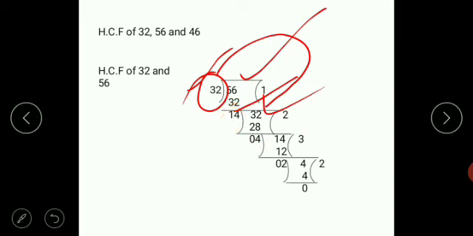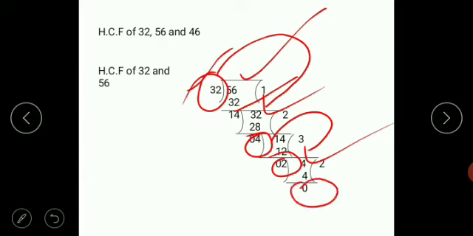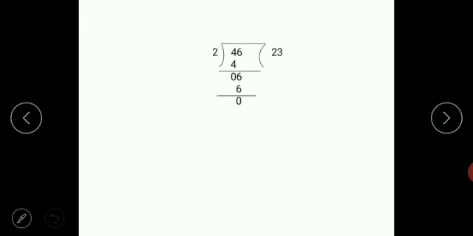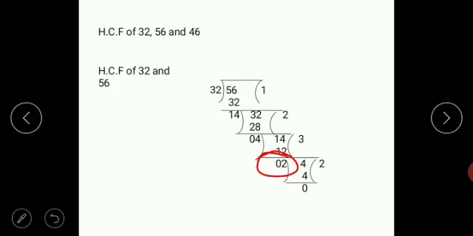Now next step is what? The last divisor, 4, is your next dividend and the remainder is your divisor. Now divide. 2 2s are 4. 4 minus 4 is 0. So remainder we got 0. Here only we'll stop the division. Now which is our HCF? Last divisor is your HCF. Which is your last divisor? 2. So 2 is your HCF of 32 and 56. HCF of 32 and 56 is 2.